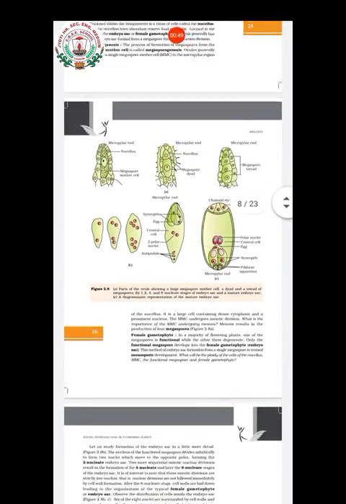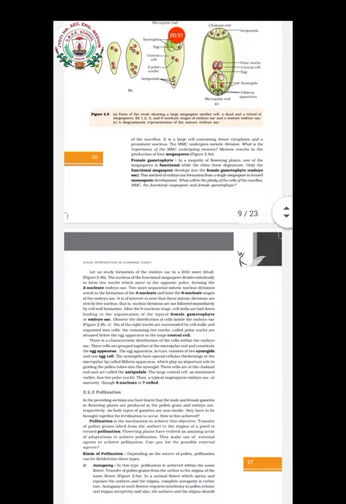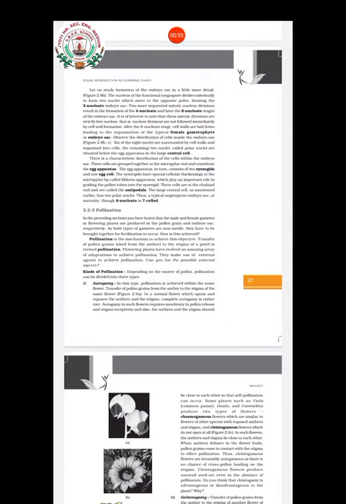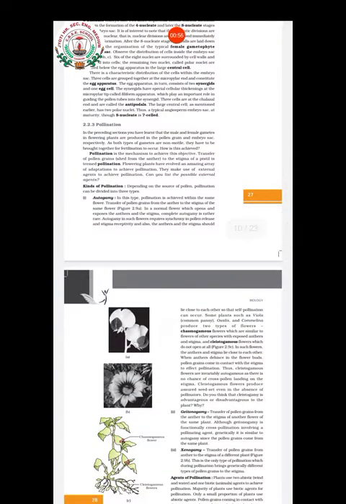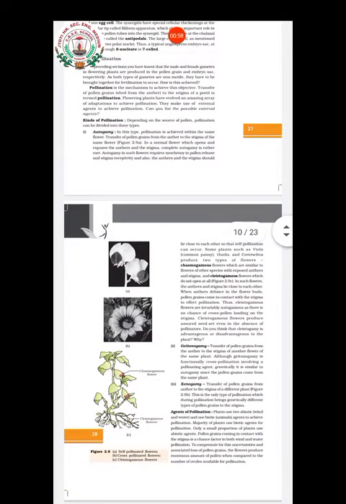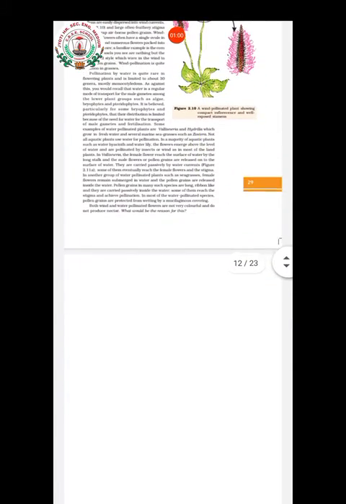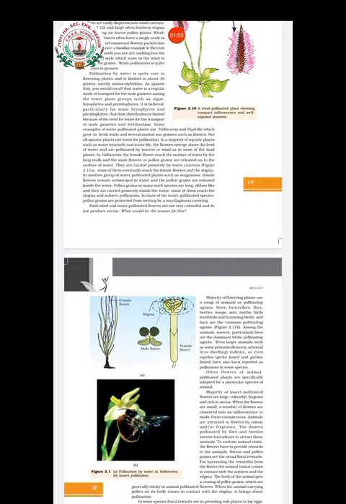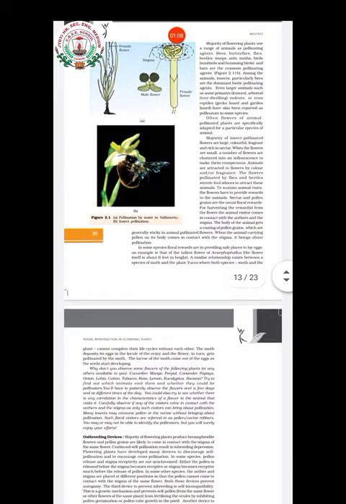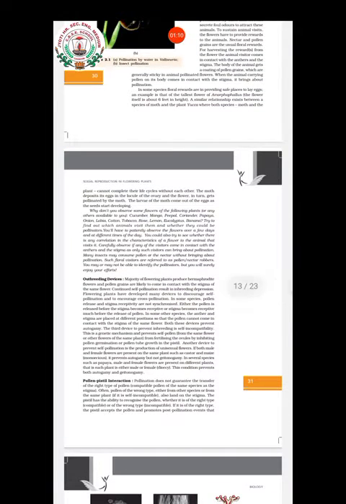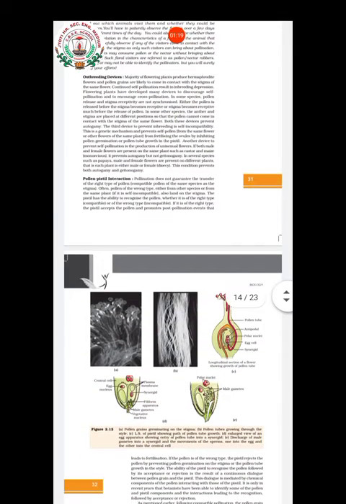sac. Then we also studied pollination, different kinds of pollination on the basis of the sources of pollen and also based on the types of agents that help in the process of pollination, isn't it? We also studied the outbreeding devices the plants developed to prevent self-pollination and to encourage cross-pollination, and we also studied the pollen-pistil interaction.